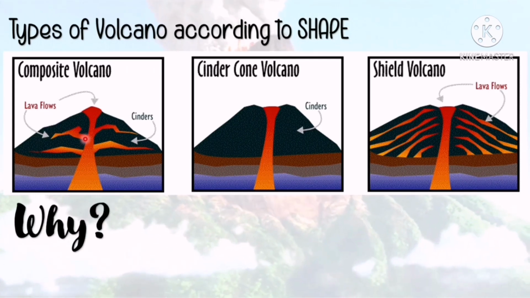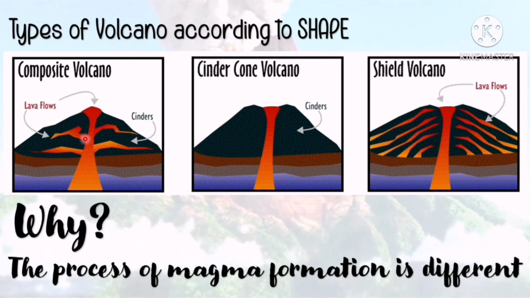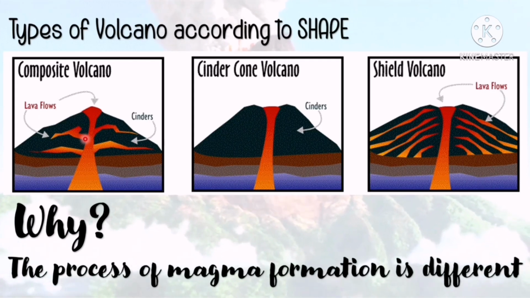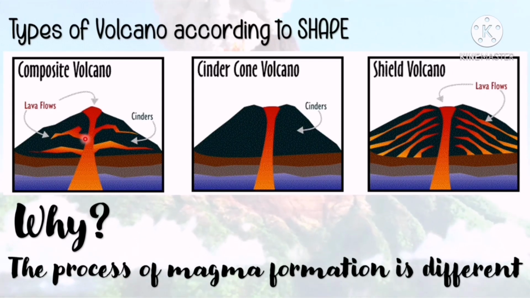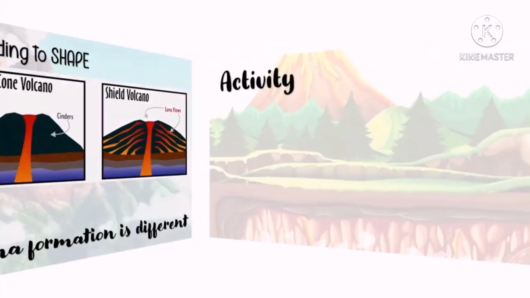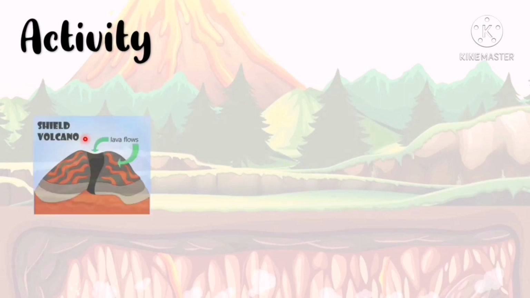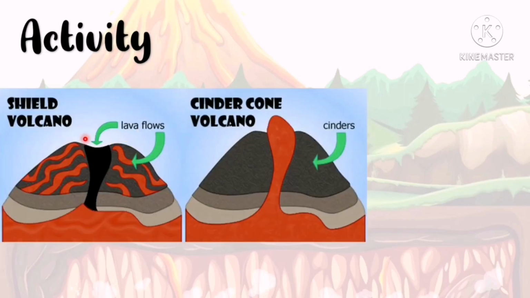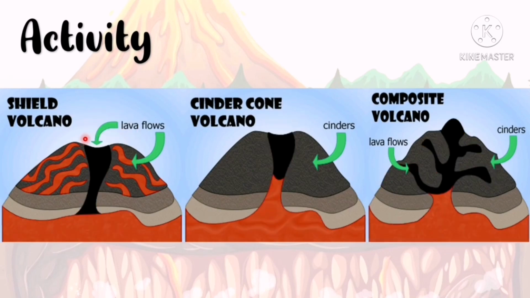But why do volcanoes have different types? It is because the progress of magma formation is different at each type of plate boundary. Therefore, the composition of magma differs in its tectonic setting. Now let us have a short activity. Let us identify the following volcanoes as shield volcano, cinder cone, or composite volcano.